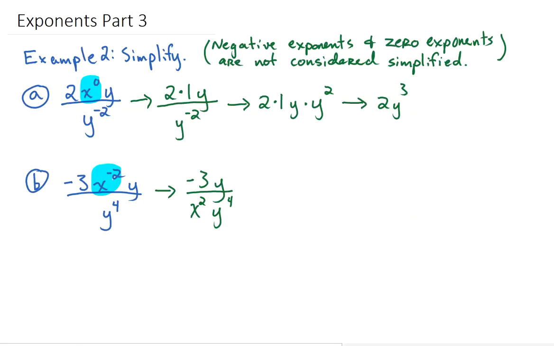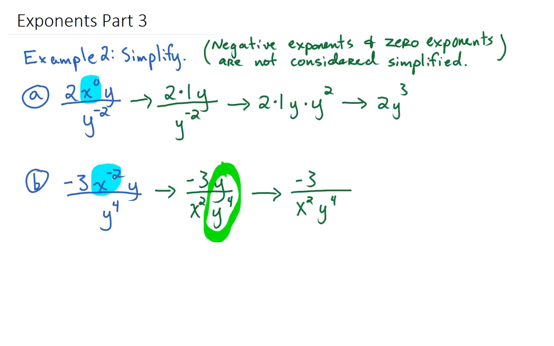Now what I'm going to do next is deal with my y's. Now neither of the y's have a 0 exponent or a negative exponent, so this is just like what we were doing with exponents before. I have one y on top, I have 4 on bottom, so I'm going to start slashing them. The 1 on top is going to get canceled with 1 on bottom. I'll be left with 3 in the bottom. That gives me negative 3 divided by x squared y to the fourth.